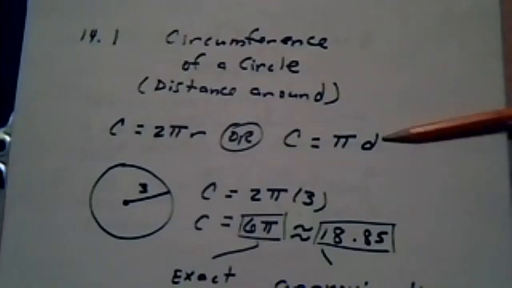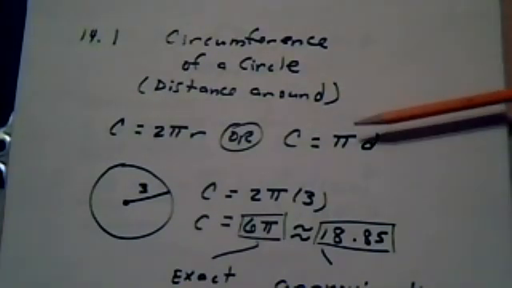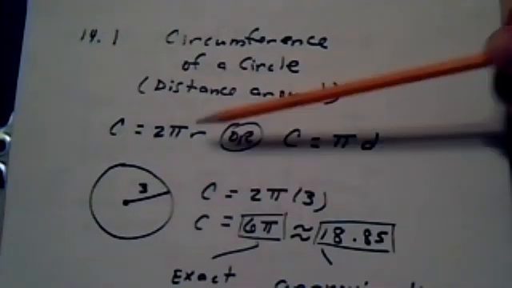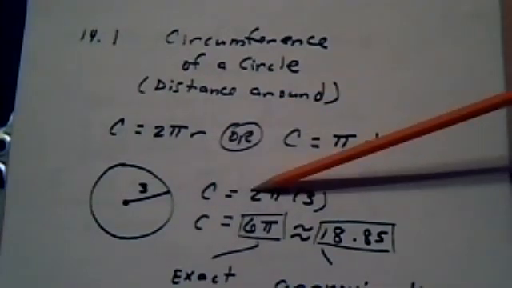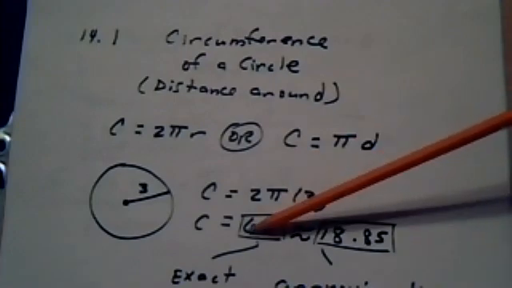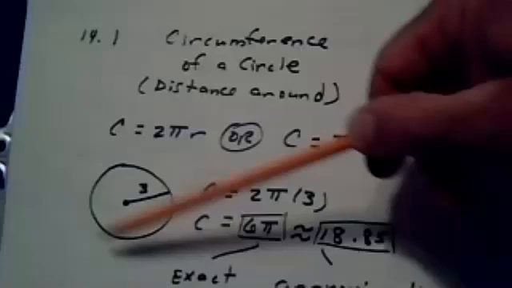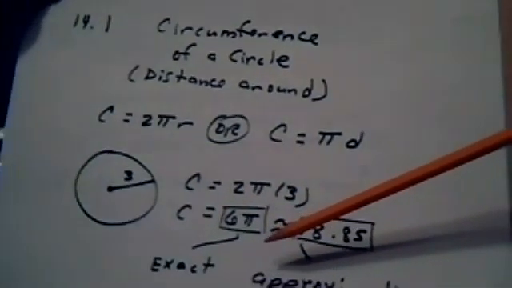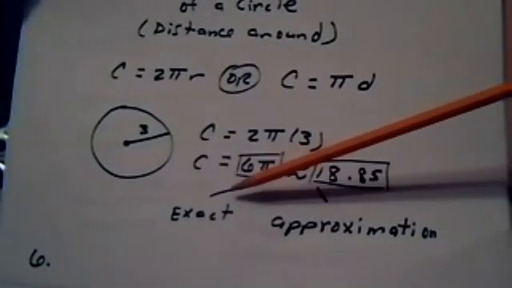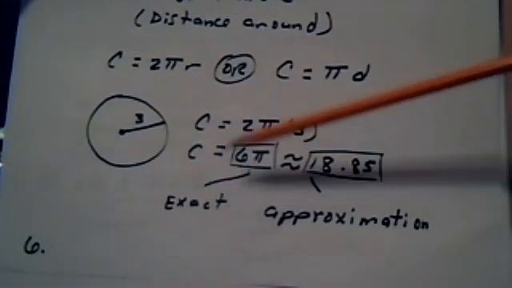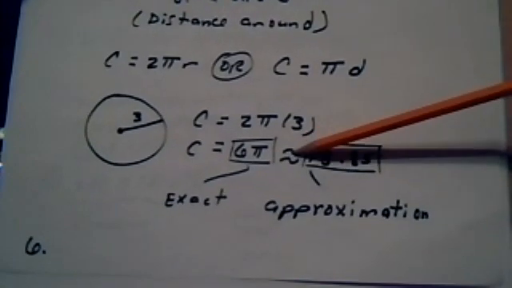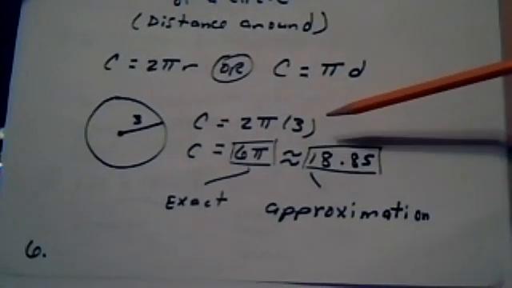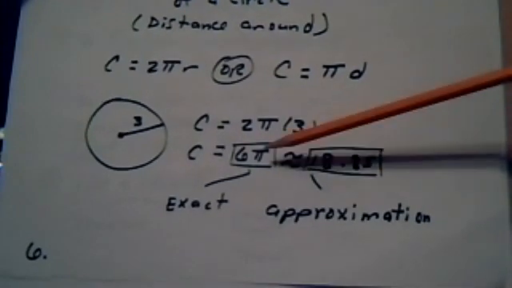So for this circle, if the radius is 3, you plug it in where the r is. So this would be 2 times 3 is 6. So the circumference for this circle is 6 pi. This is an exact answer. And this one is an approximation. That's why we have this squiggly equal sign. And these are units also. They're 6 pi units or 18.85 units.